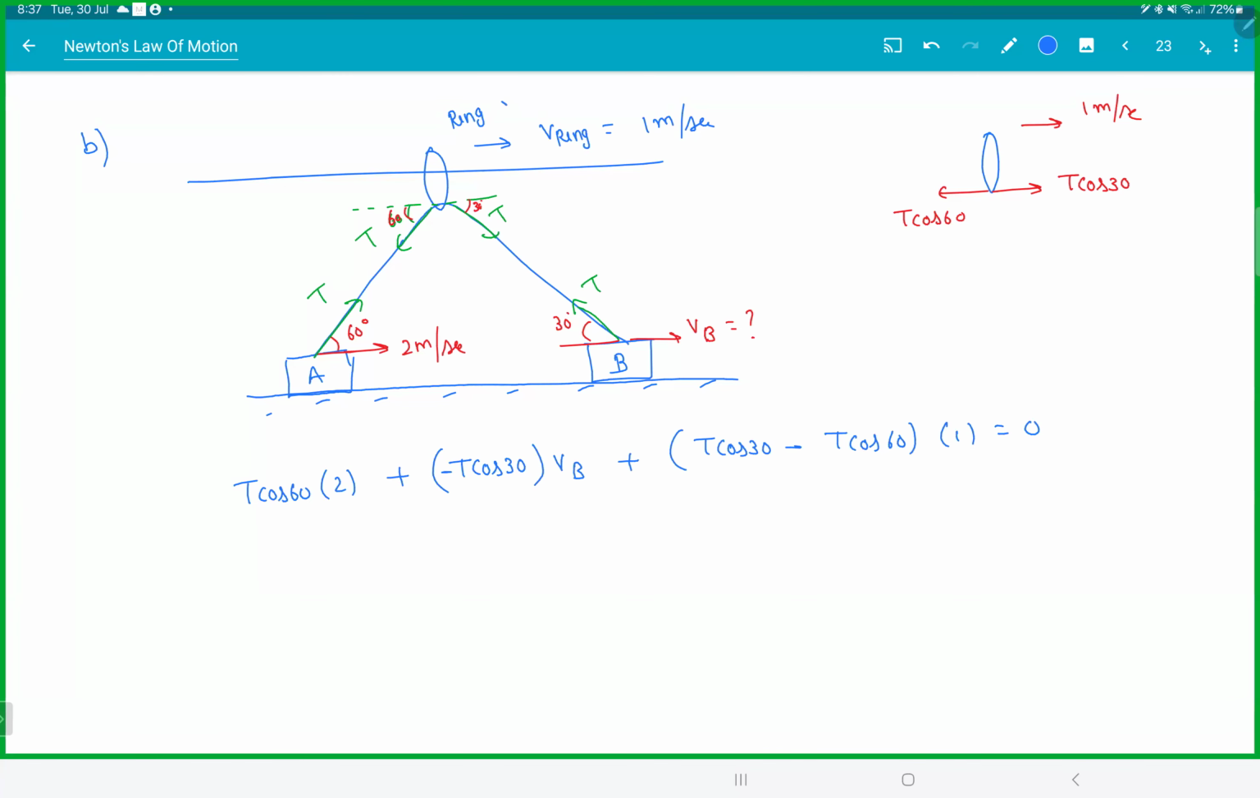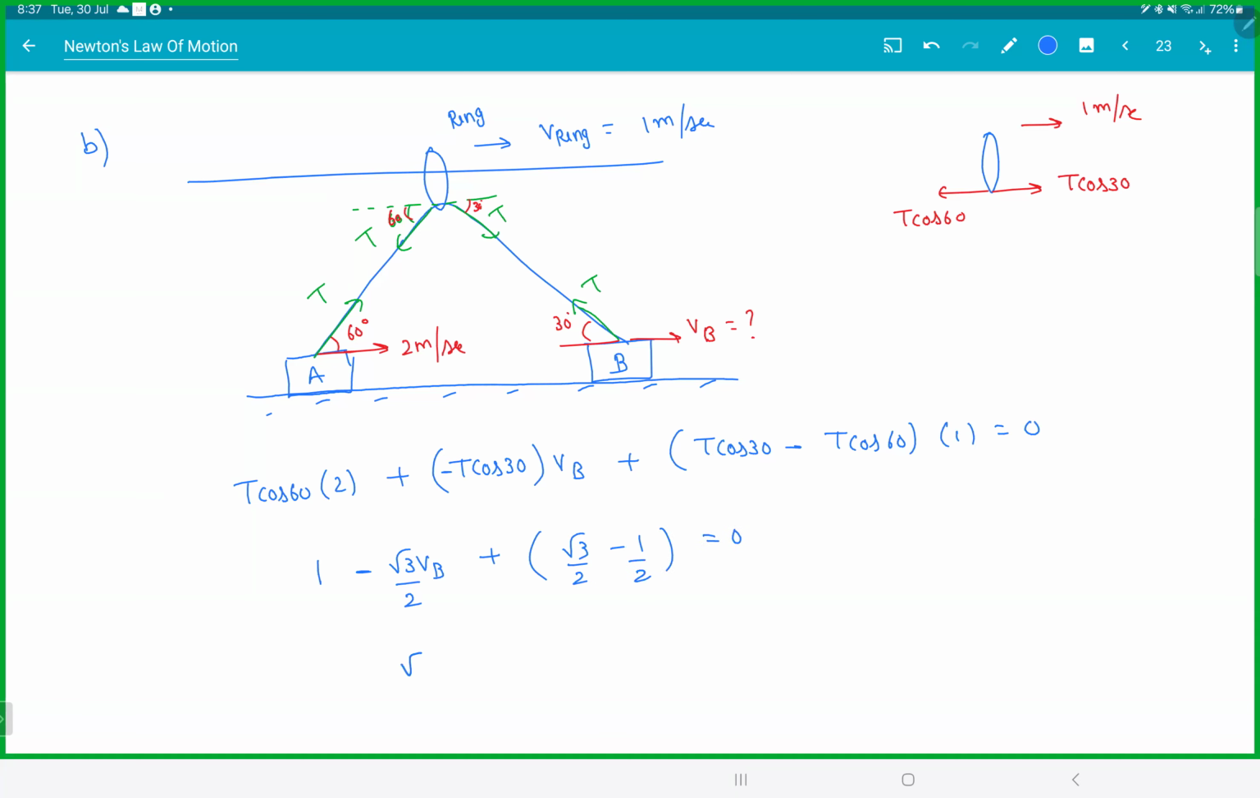Sabhi, dekho na, when you take the ring, now isn't it confusing? What should you take for power, TV cos theta? It gets confusing. So best thing, divide into components, that will make your life easy. T gets cancelled everywhere. This is 1. This is minus root 3 VB by 2. This is root 3 by 2 minus half.